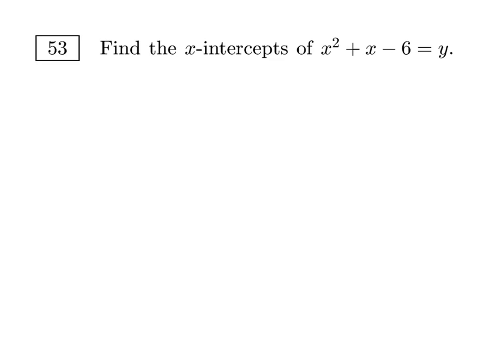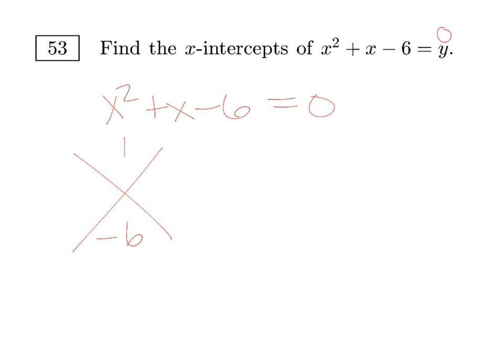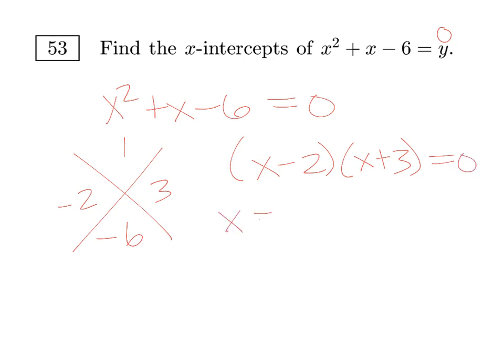Find the x-intercepts. That's very easy to do. To find the x-intercepts, you have to set y equal to 0. So x squared plus x minus 6 equals 0. This is a quadratic, so I use the big X method. 1 on top and -6 on the bottom. What two numbers add up to 1 and multiply to give you -6? Then you have -2 and 3. So you have x minus 2 times x plus 3 equals 0. I get x is equal to 2 and x is equal to -3 when I set the factors equal to 0. Those are my x-intercepts. Done.